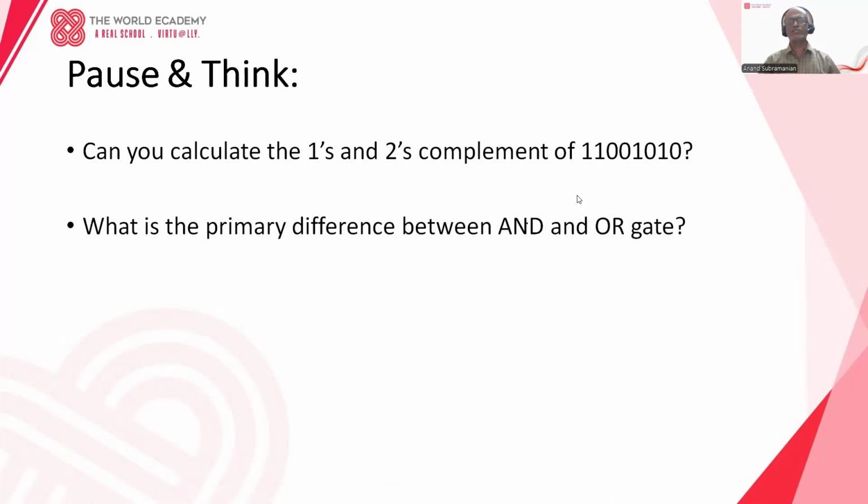So next, what is the primary difference between AND and OR gate? I have told you. If both inputs are true, the result is true in an AND gate. If any one input is true, the result is true in an OR gate. That is the primary difference.